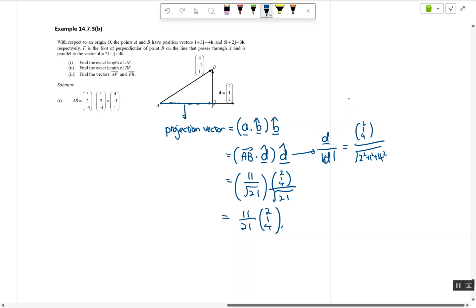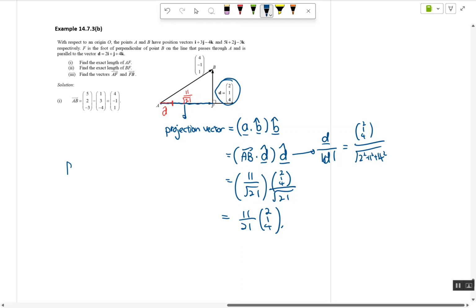This means that this vector over here is very long, and I don't know how long it is. In the next chapter when you do lines, you will understand why this vector D is over here. I already know that this is 11 over square root 21. If I can cut one of these as D hat, then I know that this is going to be 11 over square root 21 times D hat. I can multiply the scalars with each other, and the vector I don't touch. This is how I get the projection vector of AF.